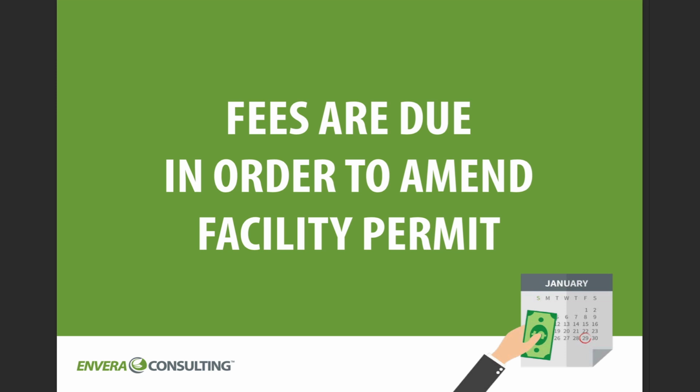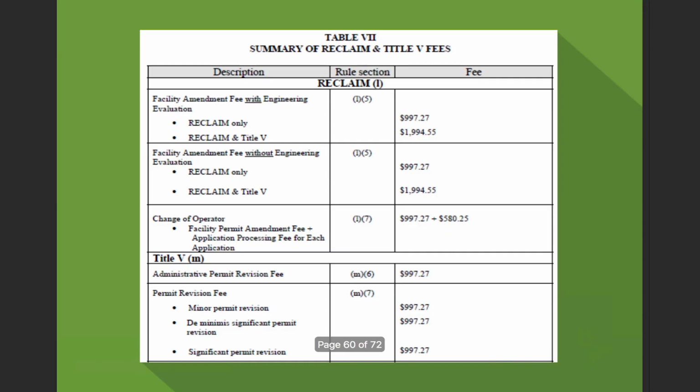Again, this fee is really there to amend the facility permit. As you can see here from this table, if you are in a reclaim facility and you are only in the reclaim program, then the fee to modify your reclaim permit is $997.27. On the other hand, if you are in both programs, the reclaim and Title V program, then the facility amendment fee is $1,994.53. The point here is that you'll have to add these facility permitting fees to the other fees that you are determining within this step of the permit preparation process.